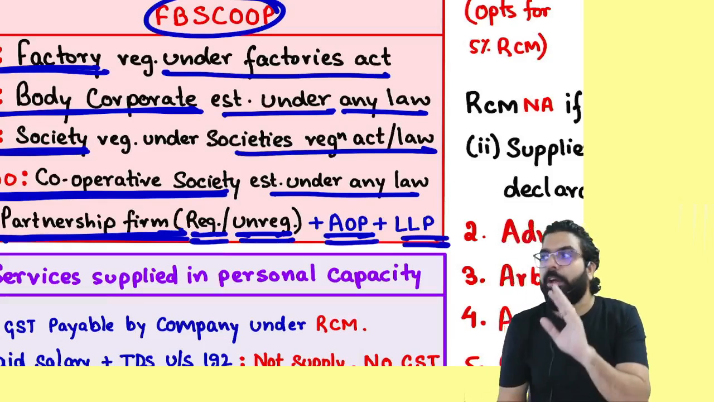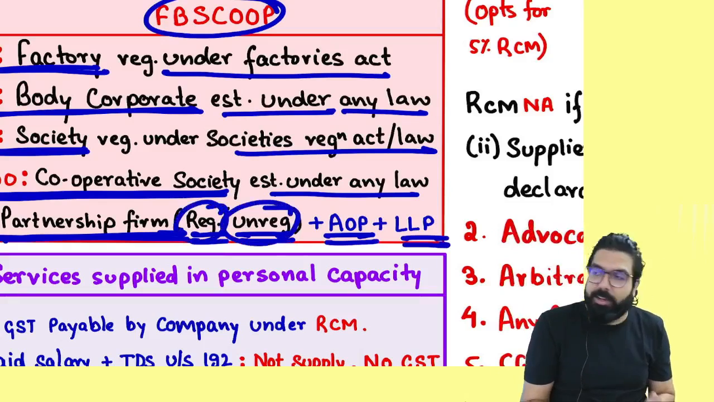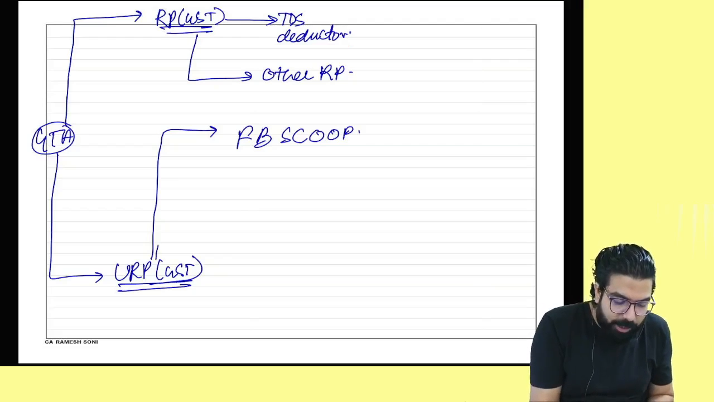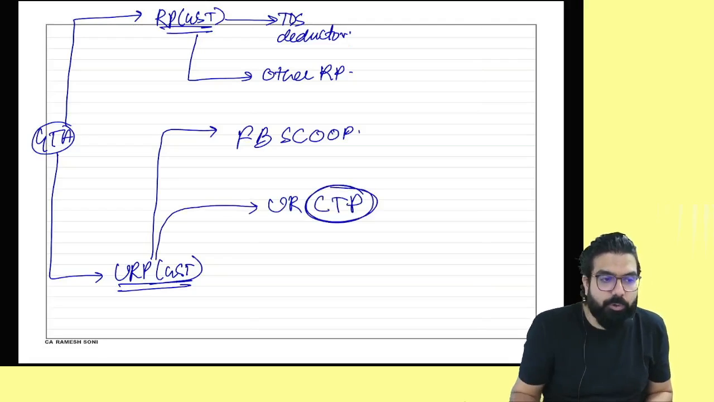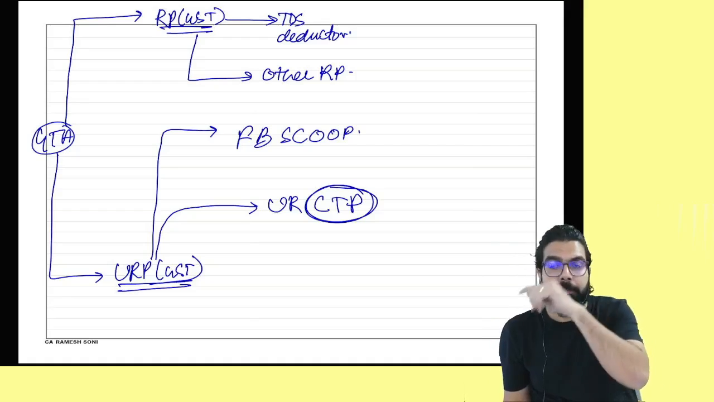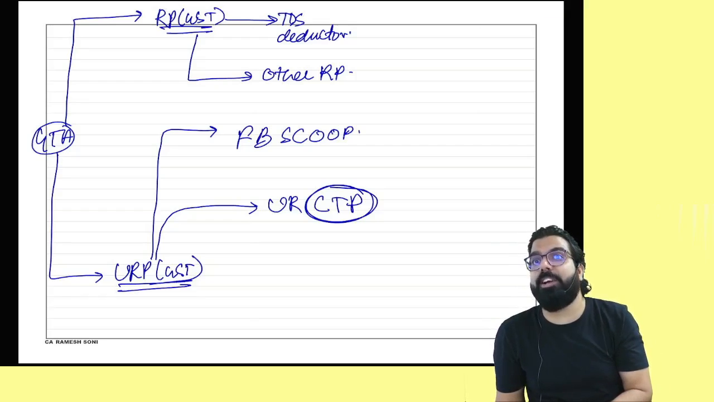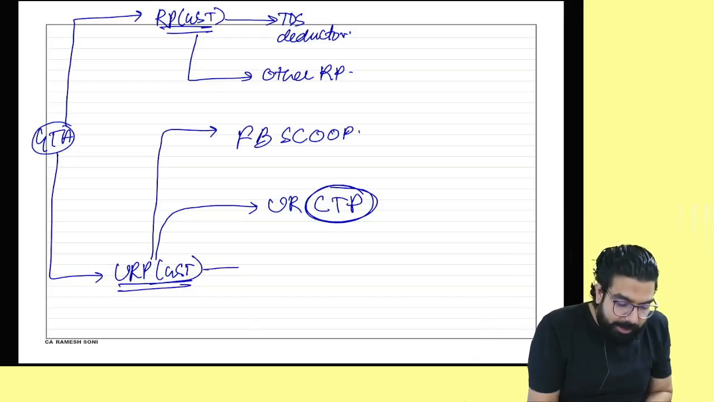Whether it is registered under the Partnership Act or unregistered doesn't matter. Always remember in this scenario, the unregistered person can also be an unregistered casual taxable person. Who are casual taxable persons who are unregistered? The handicraft goods wala. Casual taxable persons are unregistered, up to 20 lakh or 10 lakh they are exempted. And there are other unregistered people also.